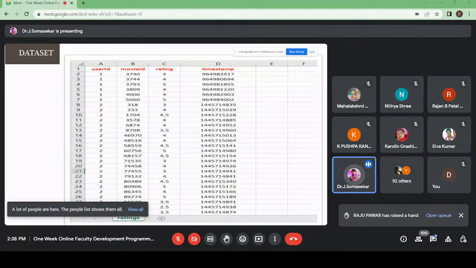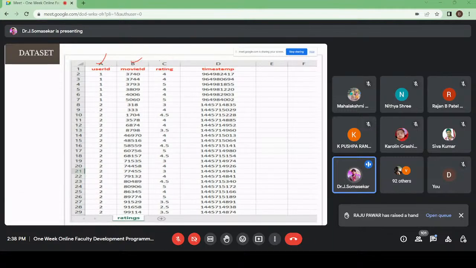But the main attributes that I'm going to consider here: one is user ID, that is mandatory, and movie ID, and the resultant value is rating. So this is just like a result value or label or output or supervision. So rating is 1 to 5 here. Whatever rating is given by the user to the movie is listed here in the data set.